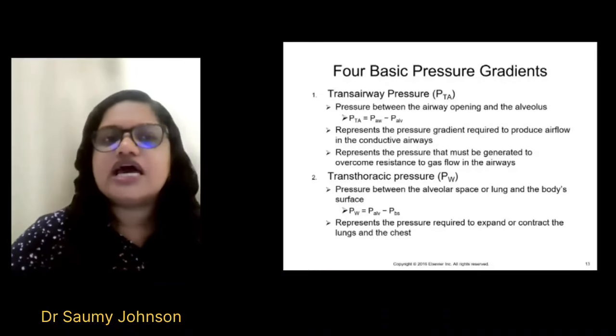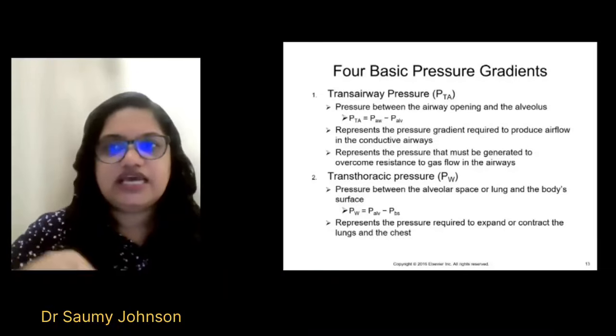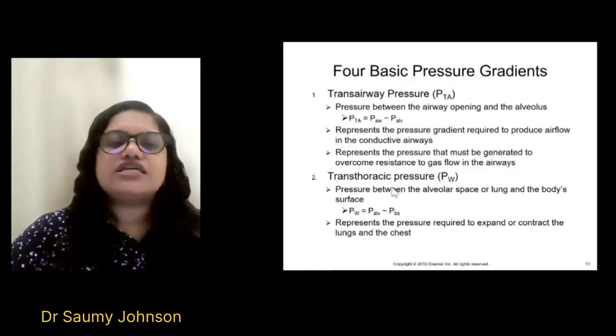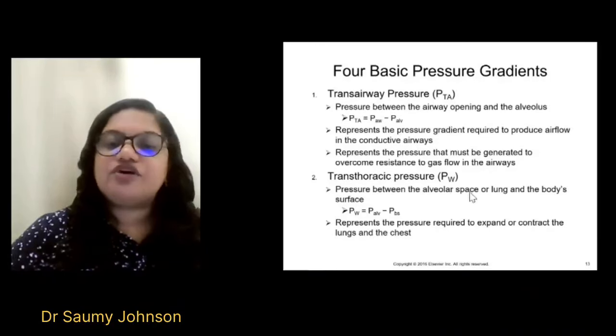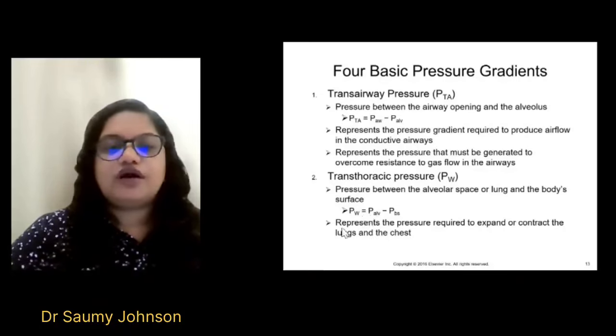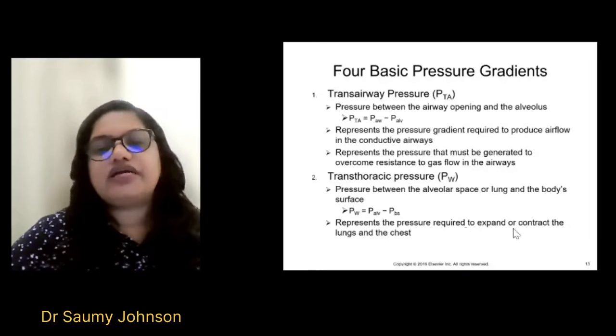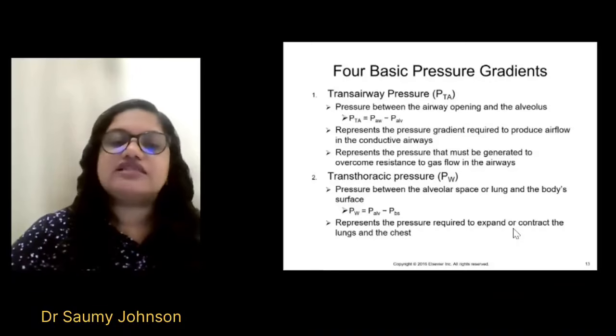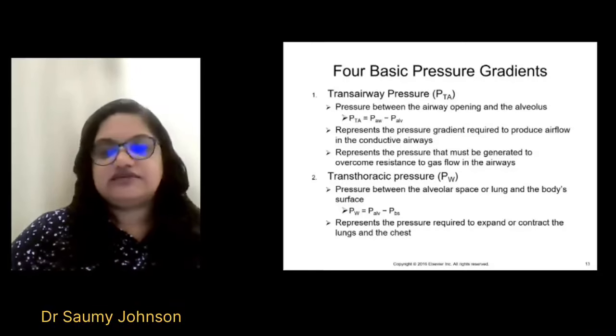The first one is transairway pressure, PTA. The second one is transthoracic pressure. So that is the pressure between the alveolar space or the lung and the body surface. So that represents the pressure required to expand or contract the lungs and the chest.